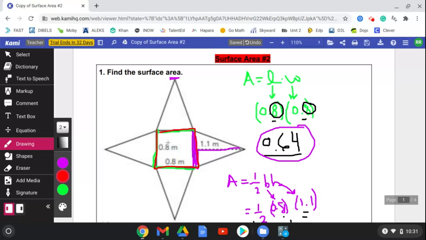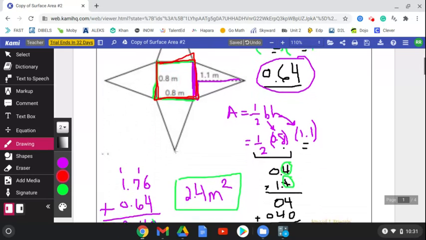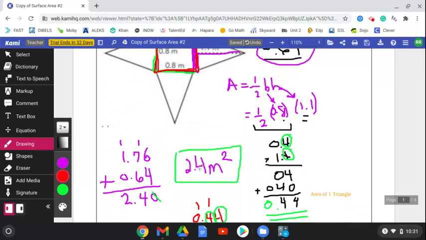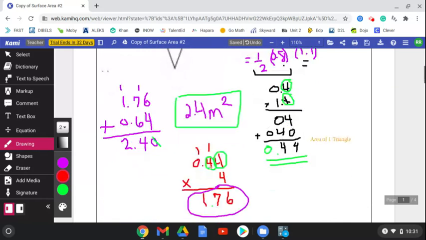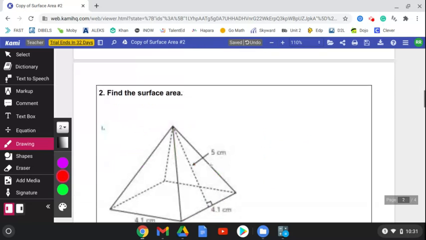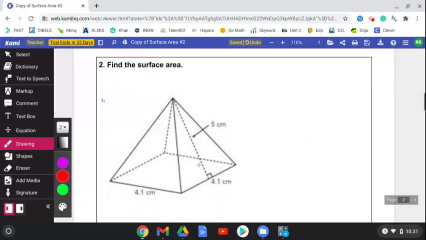If we folded this up, these four faces would meet at exactly one point. And so we would say this is a square pyramid. It's a square pyramid. So the surface area of the square pyramid is 2.4 square meters. All right, number two, we also have a square pyramid.